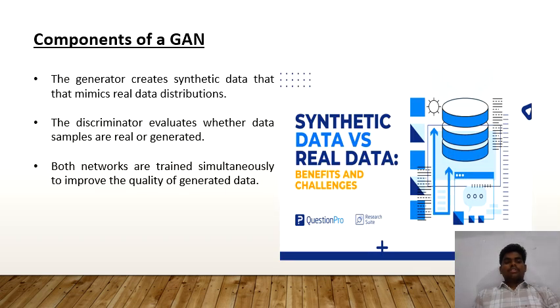Components of a GAN. The generator creates synthetic data that mimics real data distributions. The discriminator evaluates whether the data samples are real or generated. Both networks are trained simultaneously to improve the quality of the generated data, meaning synthetic data versus real data.